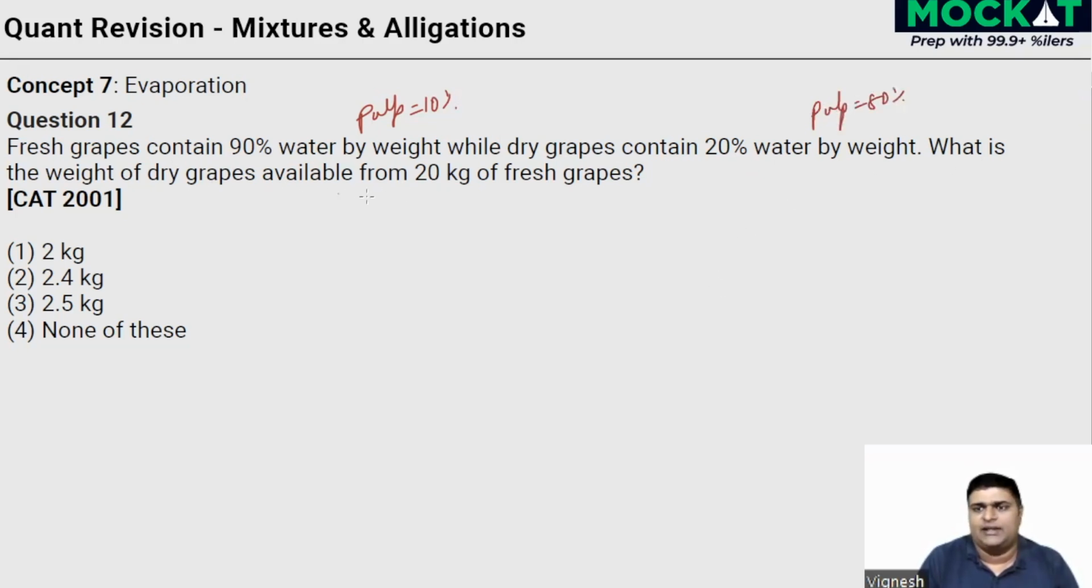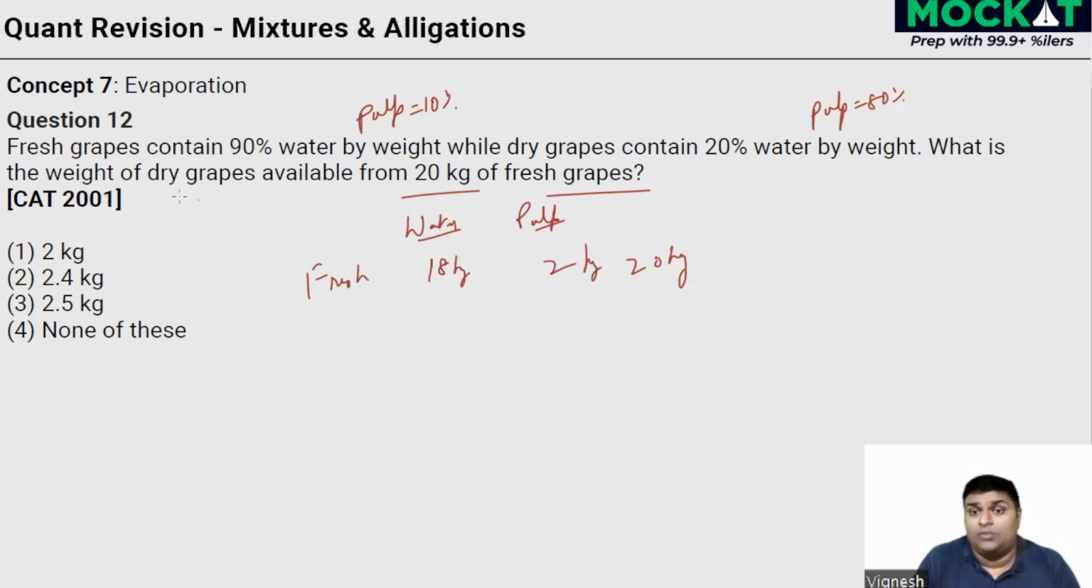What is the weight of dry grapes available from 20 kg of fresh grapes? So if I have 20 kg of fresh grapes, if I want to split it as water and pulp, water over here is 90%, pulp is 10%. 10% of this is 2. Water over here is going to be the remaining 18 kg.